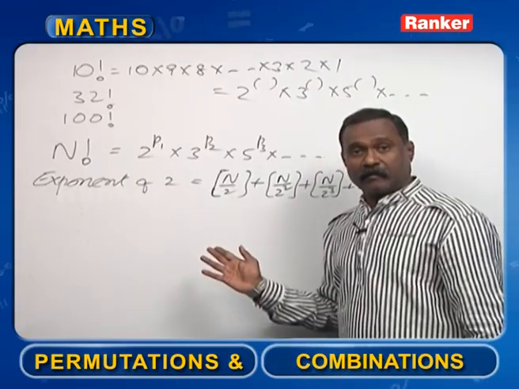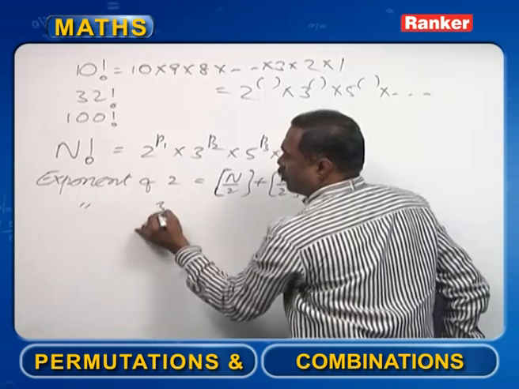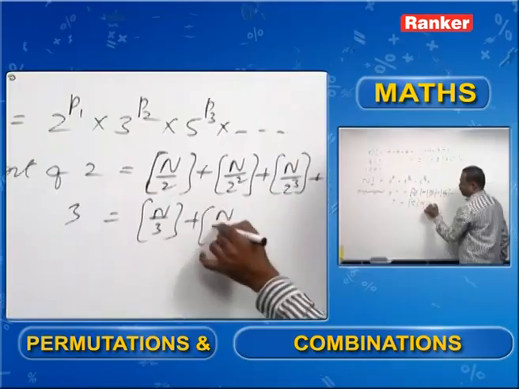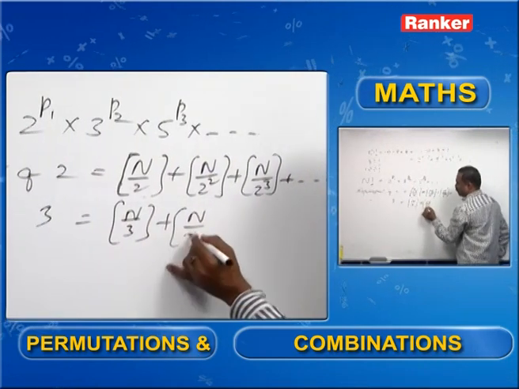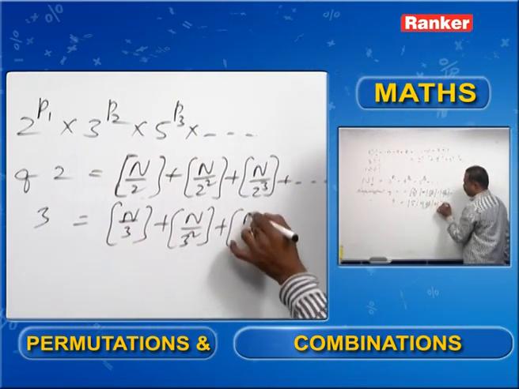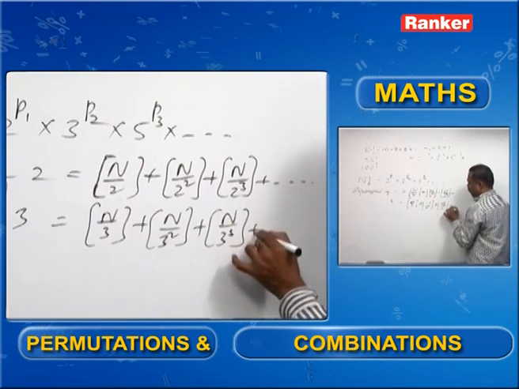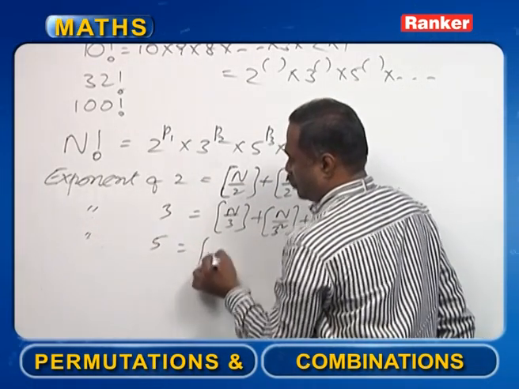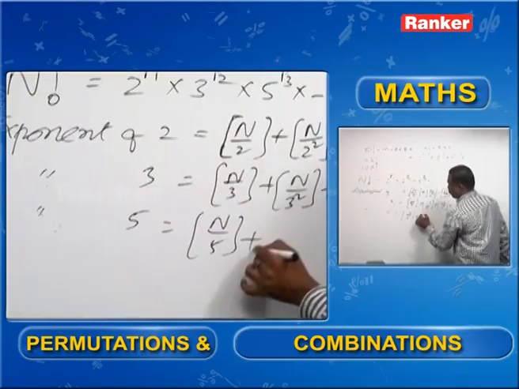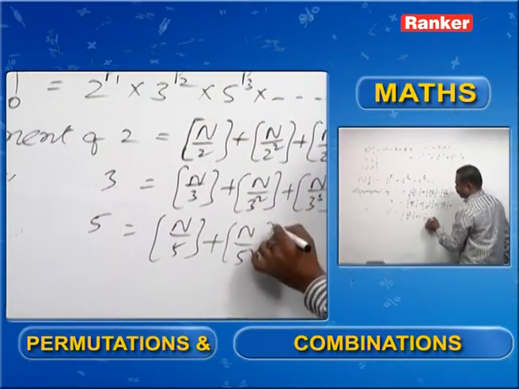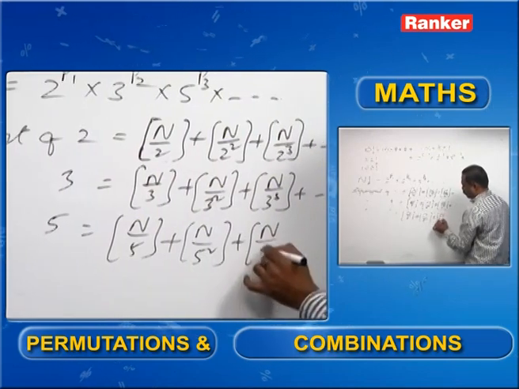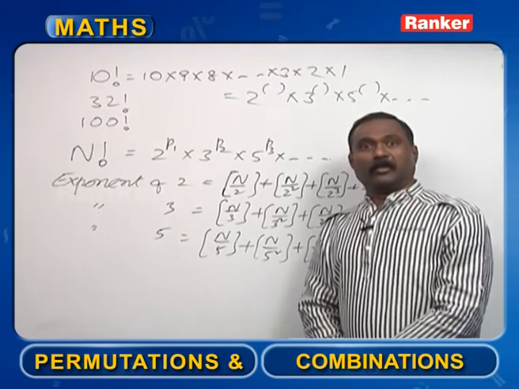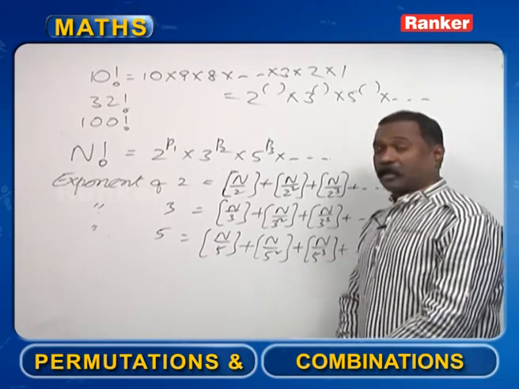Understand, please. And the exponent of 3, if you want: step of n upon 3, step of n upon 3 square, step of n upon 3 cube, and so on. The exponent of 5, if you want: step of n upon 5, step of n upon 5 square, step of n upon 5 cube, and so on. This is also an important model. Let me tell you like this now.